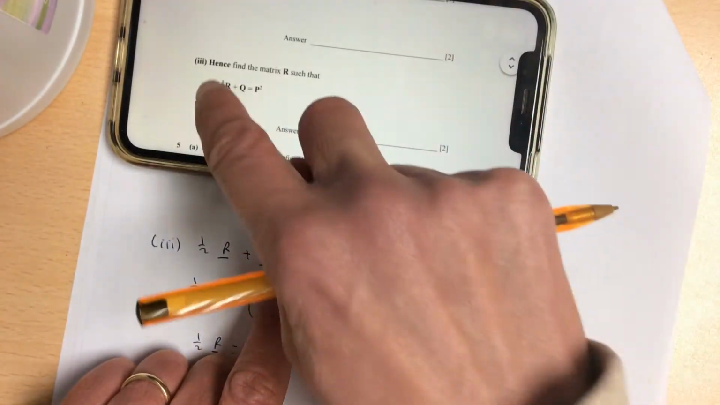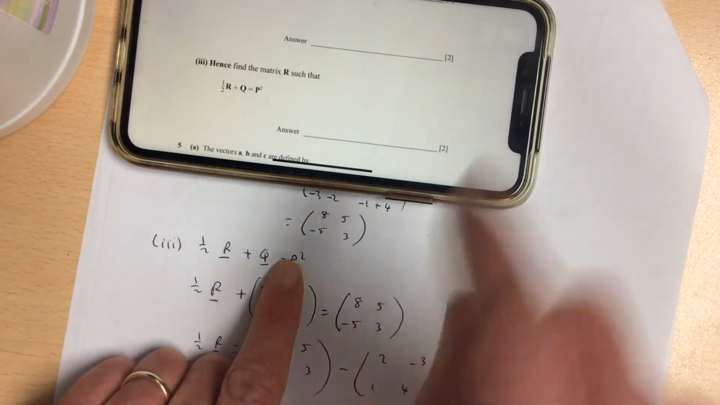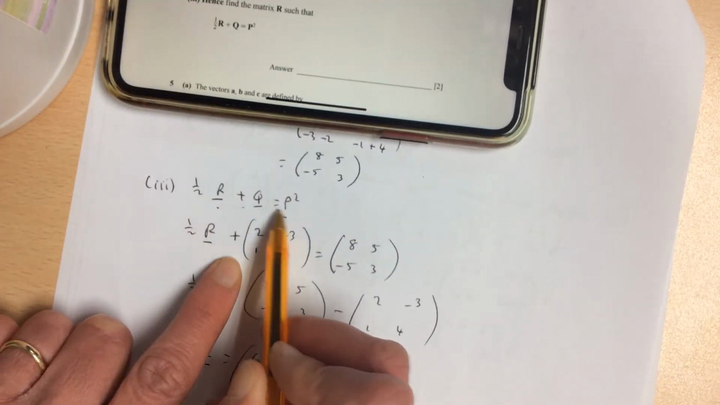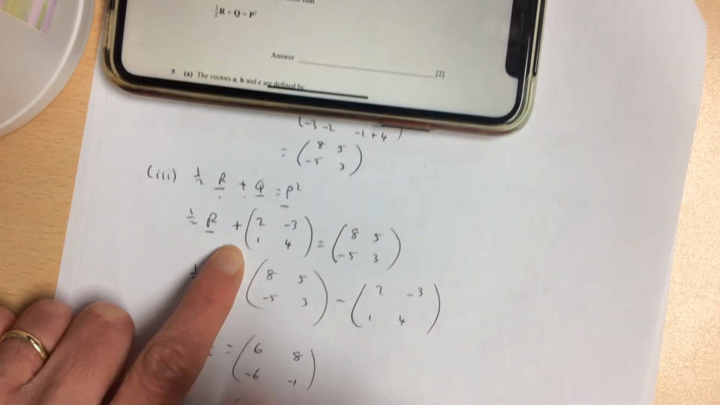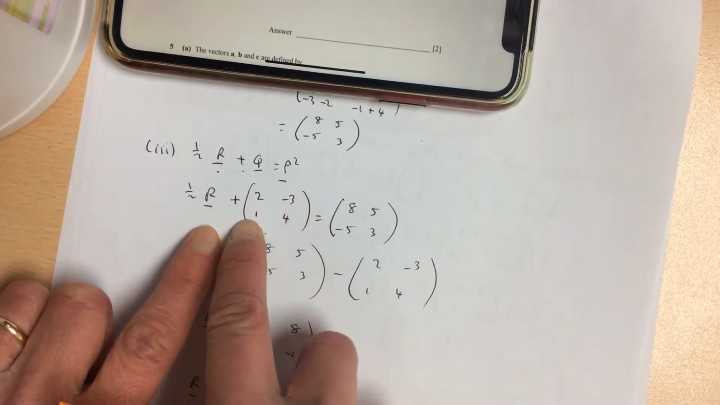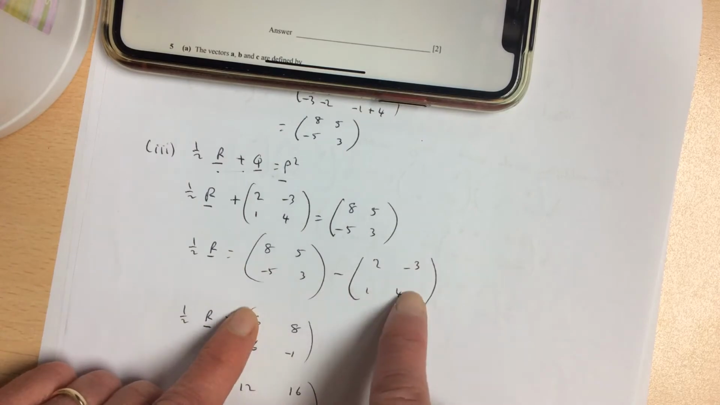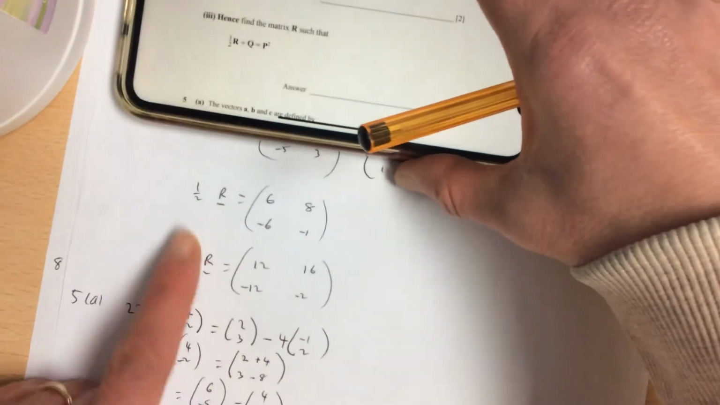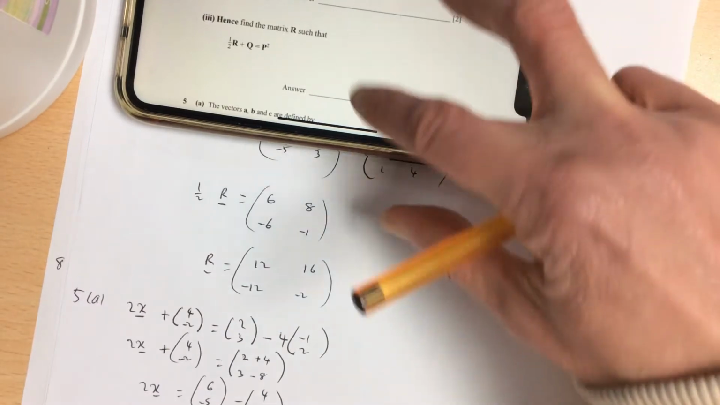Part 3. When it says hence, you must use your previous answer. So half of R plus Q you know, P squared you've worked out. This matrix is adding, so you can easily bring that over to take it away. Then you're left with a half R. To get R on its own, you bring the 2 over and times everything by 2.